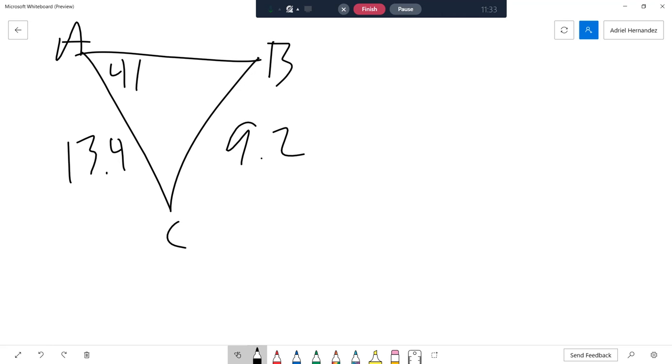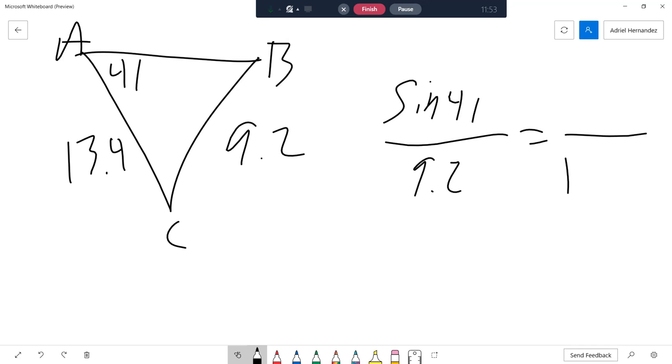All right, good. So what you're going to want to do is set it up as sine of 41 over 9.2 equals sine of B over 13.4. And feel free to stop at any time and try to work through it. I'm going to end up giving the steps all at once, and you can come back and watch how I did it. But you're going to want to pretty much do the same thing.